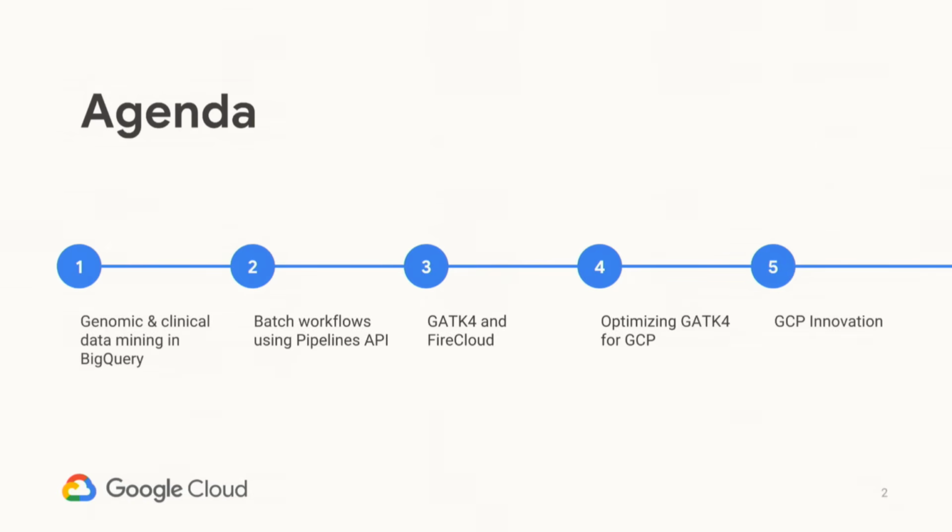So a few topics we're going to talk about today. First, I'm going to tell you a little bit about how you can accomplish genomic and clinical data mining together using BigQuery. Then I'll tell you a little bit about how you can run batch workflows at scale using Pipelines API. Then I'll hand it over to my friend Geraldine from the Broad Institute to tell you a bit about GATK4 and the FireCloud platform. She'll also tell you about how their team optimized GATK4 for Google Cloud. And then Keith from Google will tell you a bit about some of the really cool innovations that are happening right here at GCP.